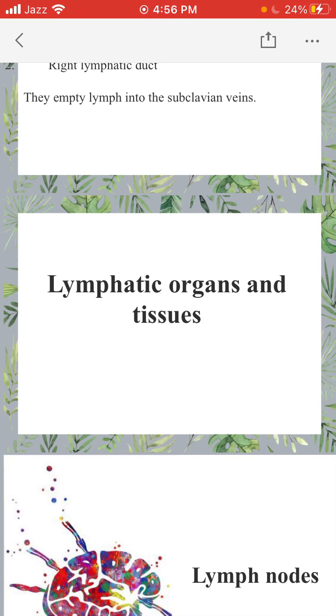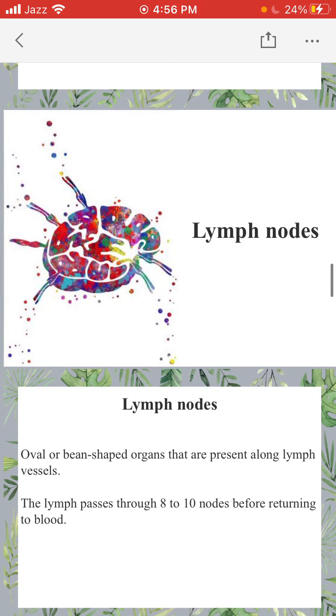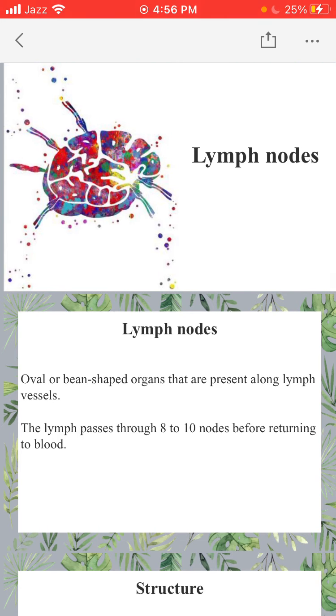Today we are going to discuss lymphatic organs and tissues that are present in our body. So first of all, we will discuss the lymph nodes. Lymph nodes are oval shaped organs, and these oval shaped organs are present along the lymph vessels. As the lymph passes through the lymphatic vessels, it has to pass through 8 to 10 nodes before returning to the blood. So, lymph has to pass through these lymph nodes.